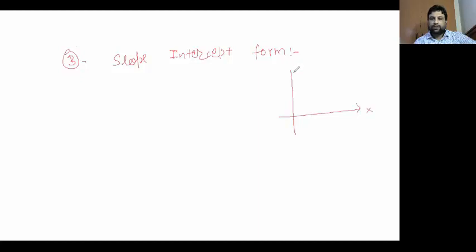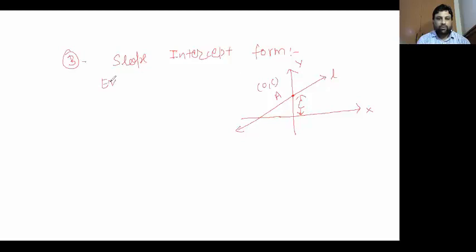Suppose this is x-axis, this is y-axis, and the line is going like that. This is a line L, and this line cuts the y-axis above the origin at a distance c unit, like that. So definitely if the line cuts the y-axis at suppose point A, the coordinate of point A will become 0 comma c, and suppose the slope of the line is m.